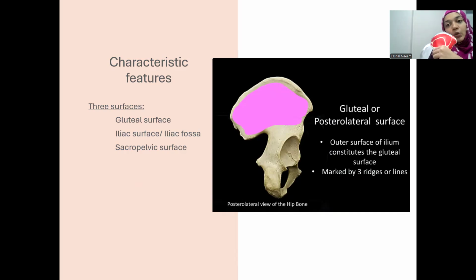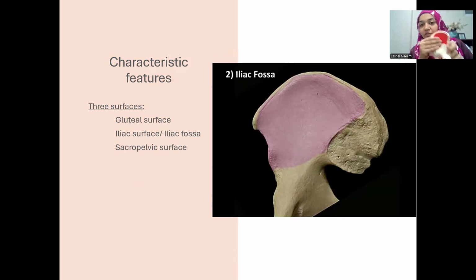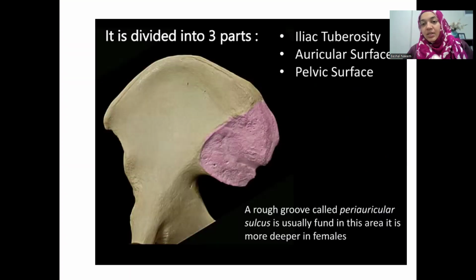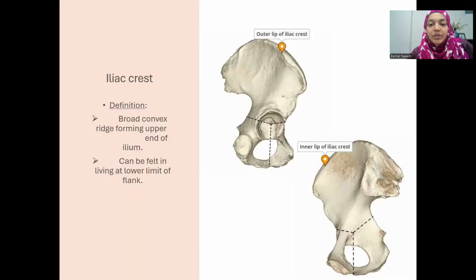Moving on, we had the gluteal or posterolateral surface. Now, on the gluteal or posterolateral surface, we have three ridges or three lines. Okay, this is the iliac fossa, as you can see. This was the sacropelvic surface. The sacropelvic surface has an iliac tuberosity on the upper area. It had this lower roughened auricular surface, and it has this triangular area here called the pelvic surface. Okay, it's very important to be able to mark these. And then you had the two lips of the iliac crest, an outer lip and an inner lip.